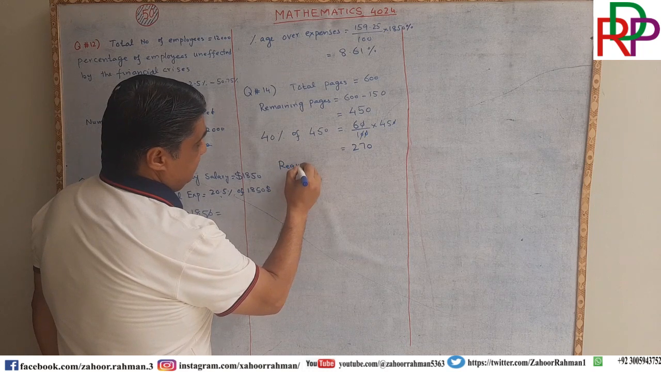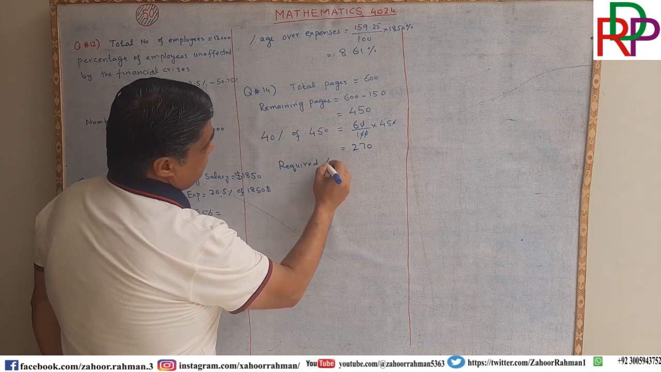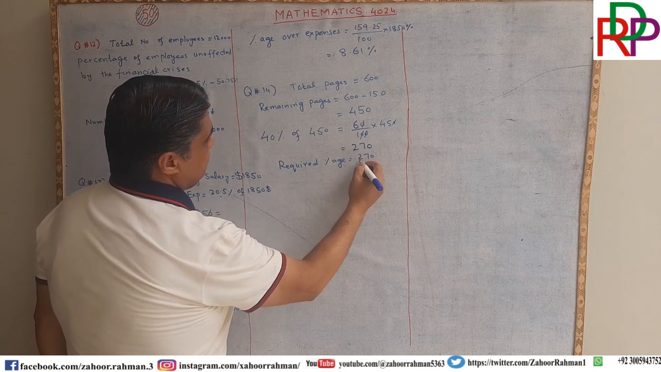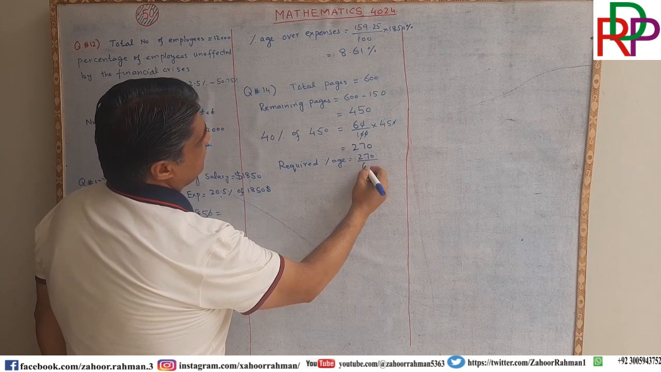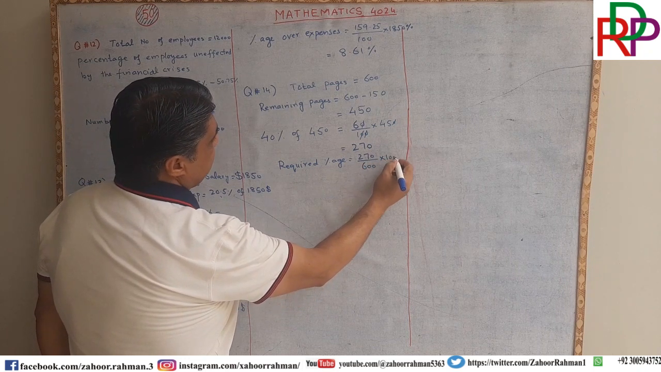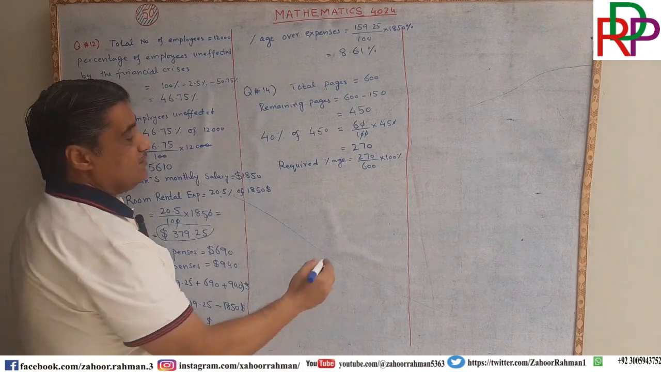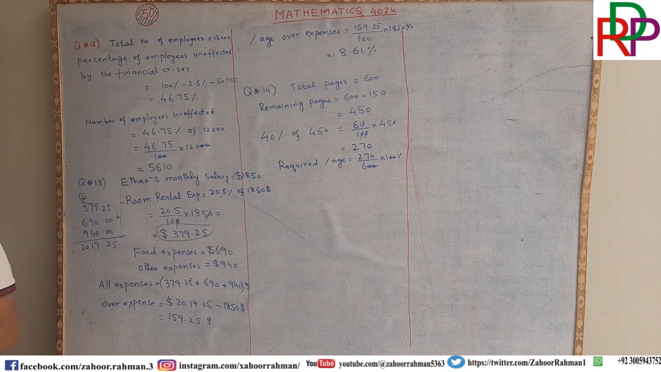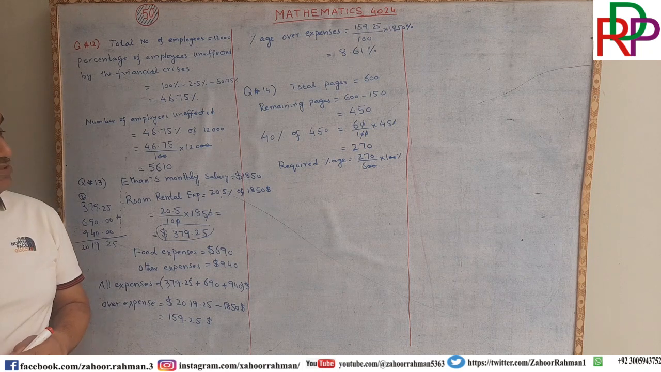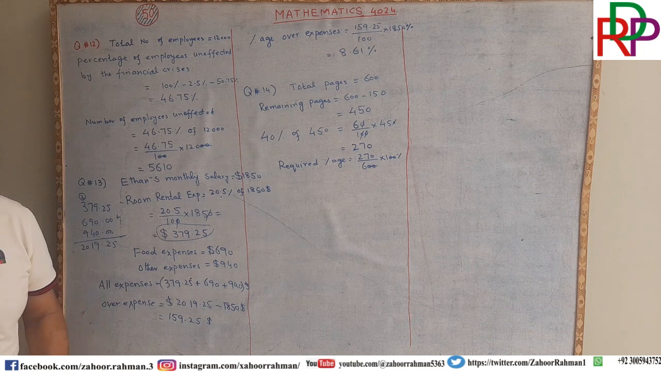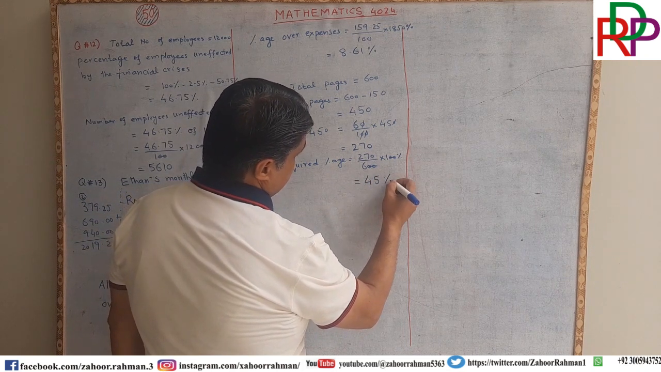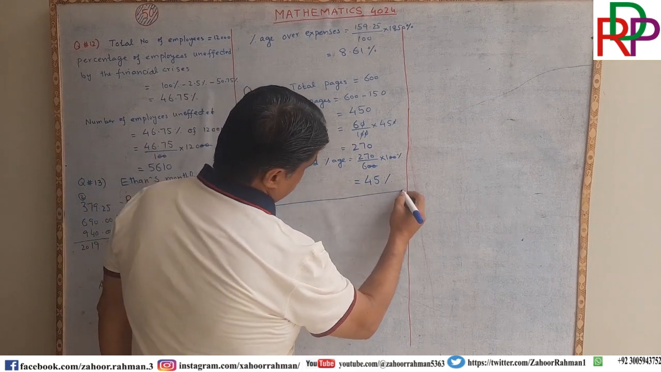So the required percentage is equal to 270 divided by the total number of pages, which was 600, multiplied by 100%. These two zeros will cancel, and when we divide 27 by 6, we will get 45%. So 45% is the required answer.